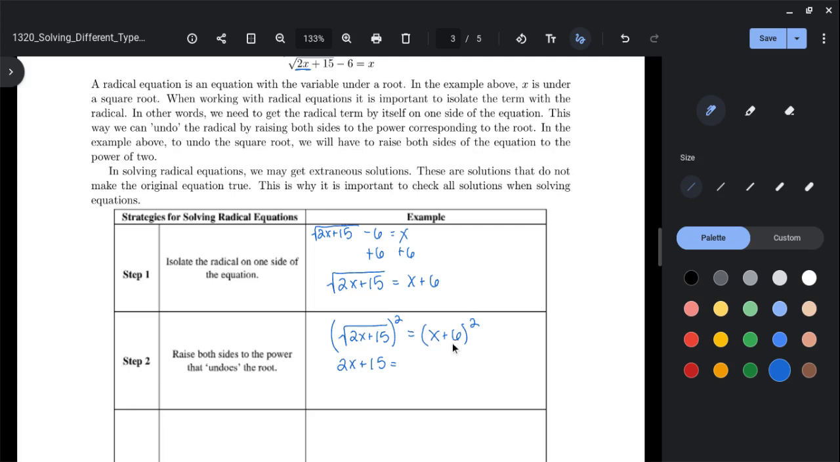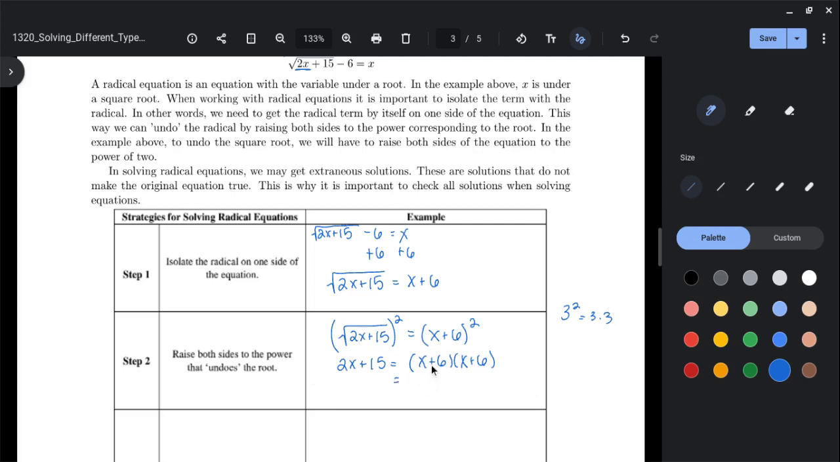Remember, this is a common algebra mistake. You can't just say, oh yes, this is going to be x squared plus 6 squared. No, we have to rewrite this. Remember, just like if we have 3 squared, we say that's 3 times 3. Well, same thing here. This is going to be x plus 6 times x plus 6. So we're going to have to apply the distribution property here. So we're going to do that to the right-hand side.